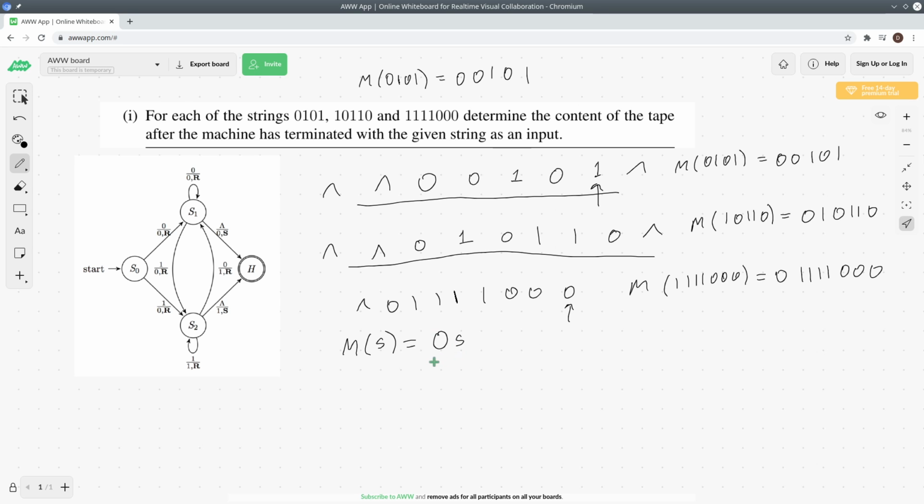Now, there's some edge cases we should check here. Does this work for the empty string? What does the machine do for the empty string? It looks like it gets stuck immediately, so we should augment this. It outputs the empty string if S is empty. Otherwise, it puts a 0 on the front if S is non-empty. So I would describe this machine as, given a non-empty string S, it puts a 0 on the front of it, and that's its output.